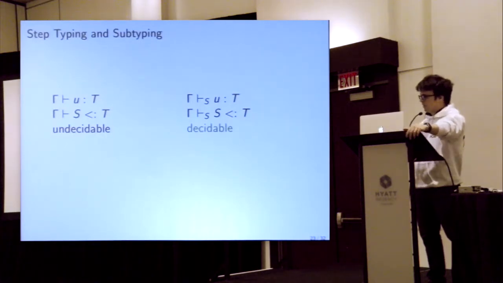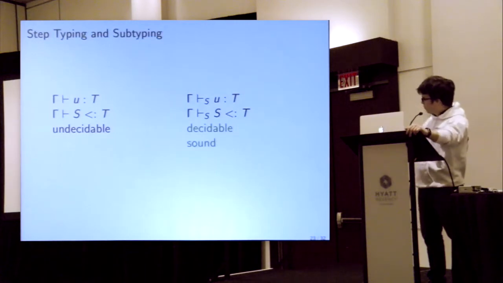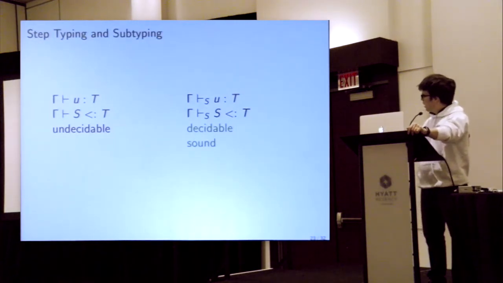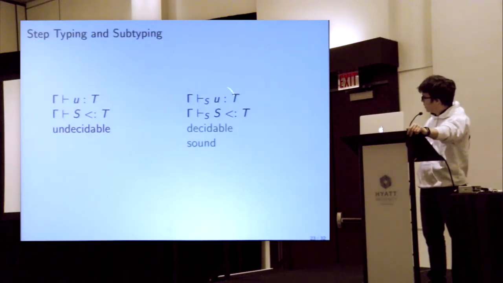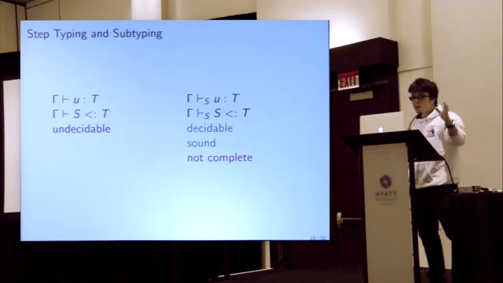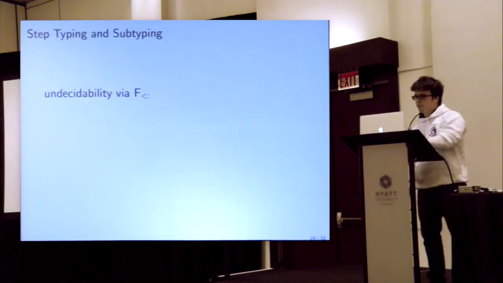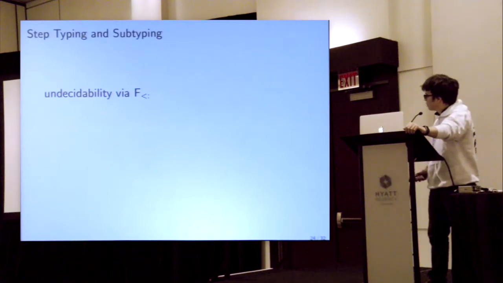And these relations, I will show you how they are derived, but the properties that they have is that they are decidable, and they're sound. By that I mean that if you can assign U some type T under step typing, then you can also assign U the same type T under the standard typing relation, and the same holds for subtyping. They're not complete. So there are terms that are only typable under the standard relation, but are not typable under these new relations.